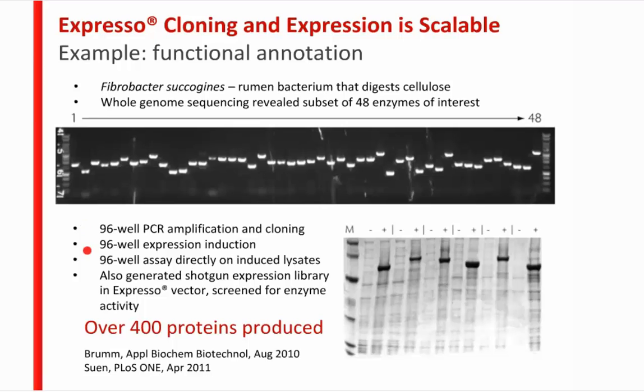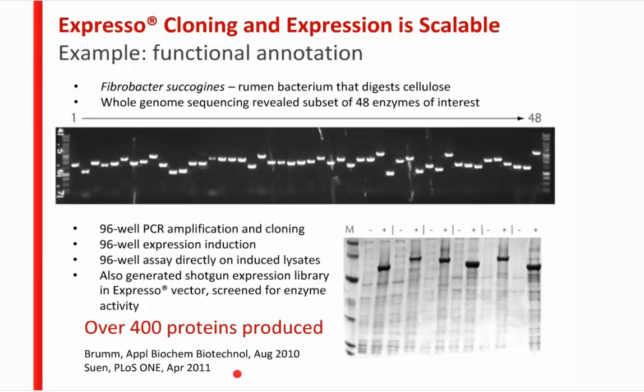And that's one thing we would recommend as well: if you have a protocol where you have a good assay for your protein, try and work that in as quickly as possible into your workflow so that you're not going down the wrong road. You want to find out if you've got functional protein as quickly as possible, right? So in addition to doing those 48 enzymes of interest, they also did a shotgun expression library in an Expresso vector, and they screened that for enzyme activity. So all in all, over 400 proteins were produced in the system. And here are a couple of references that you can check out should you want to do so.